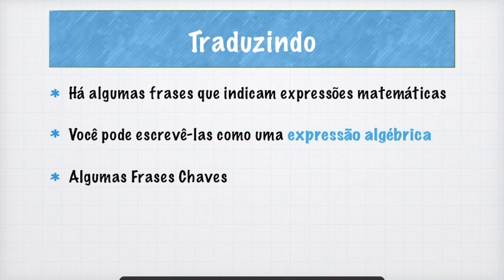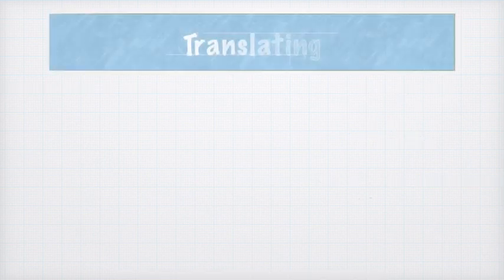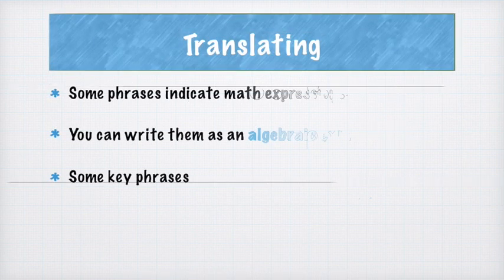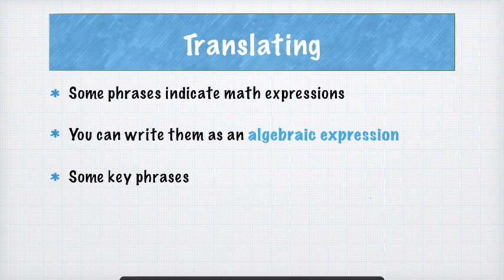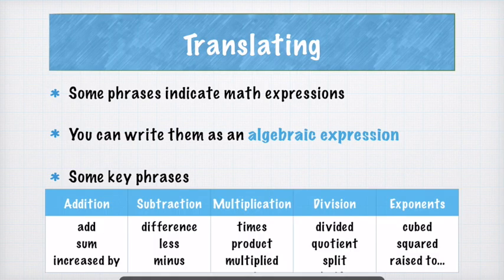Now, this doesn't really help you out much, but we can translate that, and that's exactly what we're doing here. And so translating is just taking some phrases that indicate math expressions and writing them as an algebraic expression. We have a couple of key phrases, and those phrases are things like addition. So for addition, you're going to say you're going to add, we're going to have the sum, we're going to increase it by a number.